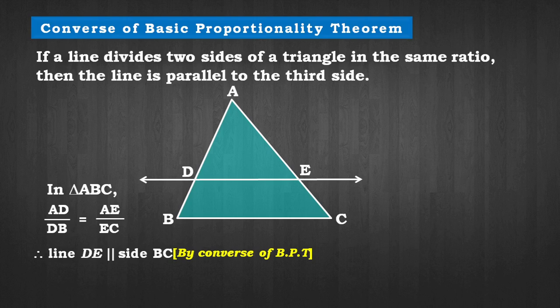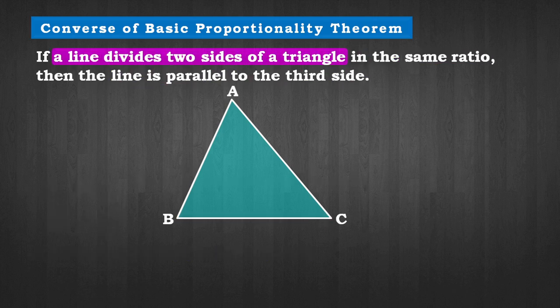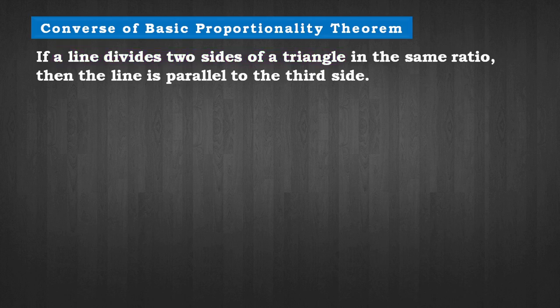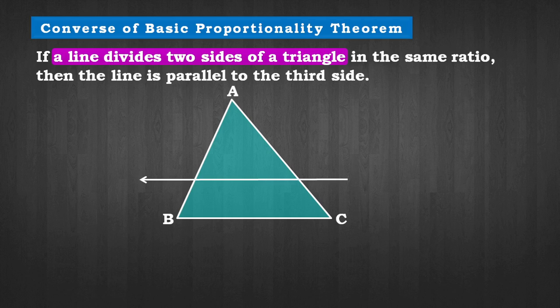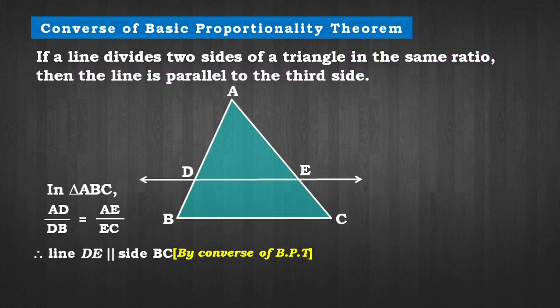So we are writing, in triangle ABC. Once again, if a line divides the two sides of a triangle in the same ratio, then the line is parallel to the third side. In triangle ABC, AD divided by DB is equal to AE by EC, we can say. Then the line DE is parallel to BC by BPT theorem.